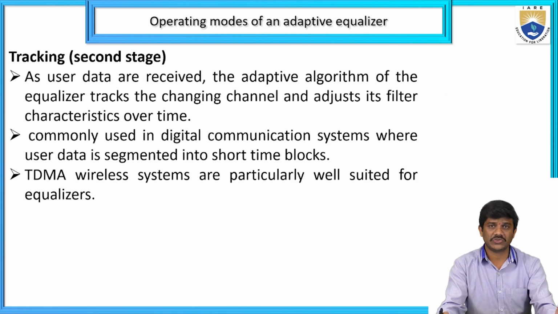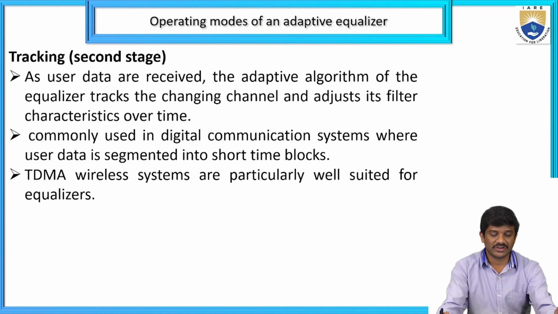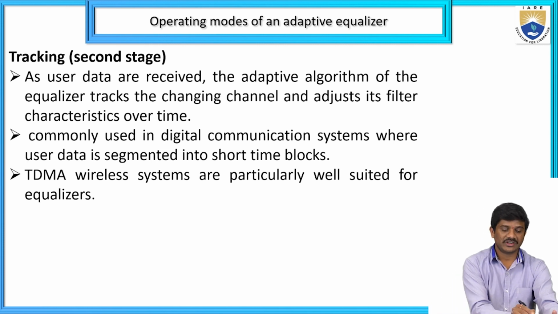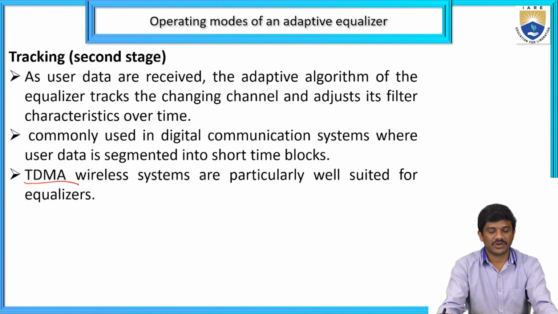Coming to the second stage: the first one is the training session, and the second stage is the tracking section. Here the data received from the training section, we go with the adaptive algorithm. The equalizer tracks the channel, adjusting the filter coefficients of the particular characteristics over time. In this digital communication system, the data is segmented into short time blocks. We can use different multiple access techniques like CDMA, TDMA. TDMA wireless systems are particularly well suited for equalizers. This is a time division multiplexing wireless system suited for equalization.